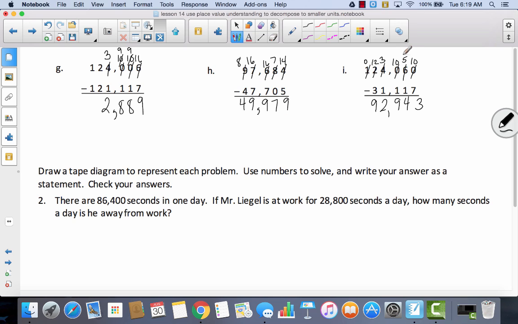Same thing in I, I did need to unbundle for the ones, but I did not for the tens. I did for the hundreds, but not the thousands, and I did for the 10,000s. So that gave me 92,943. All right, so let's take a look at number 2.